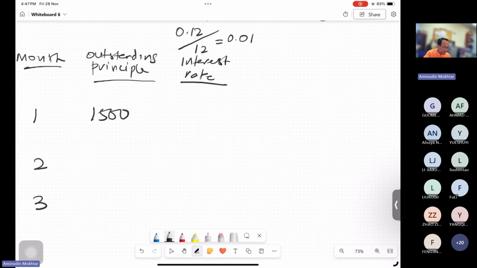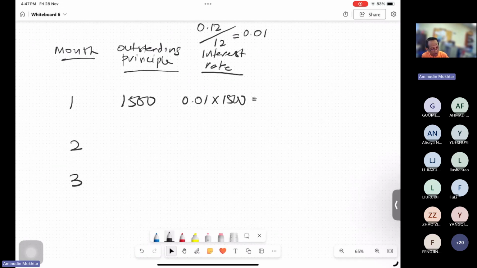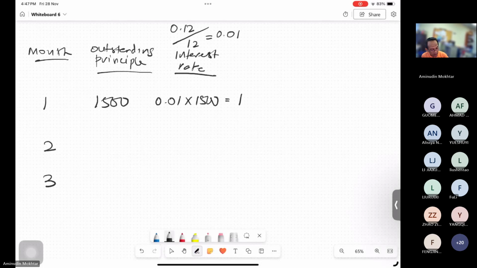Every time the bank calculates the interest, 1% is charged, because 12% compounded monthly is equal to 0.12 divided by 12. So for the first month, 1%, 0.01, times 1,500 is equal to 50 ringgit. So for the first month, 50 ringgit is the interest charged by the bank.